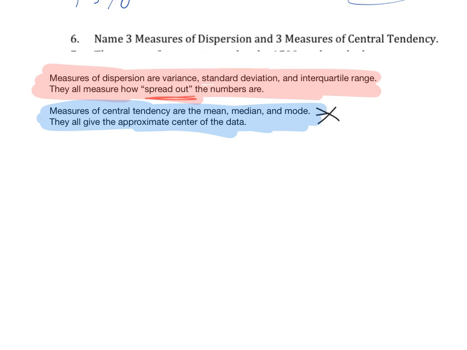That's why when you have a normally distributed set of data, we just assume that the mean, the median, and the mode are about the same value because they're all at the approximate center of the data.